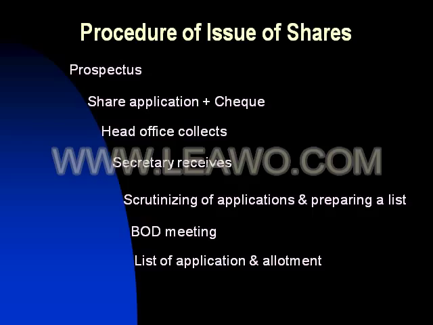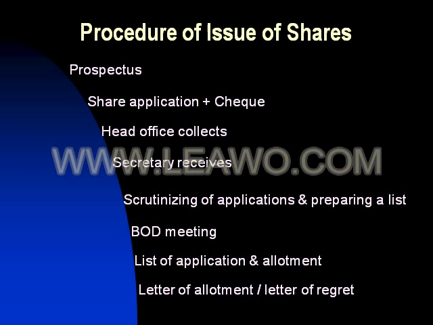On the basis of the decision taken by the board, the secretary prepares an application and allotment list showing in details the names, addresses of the shareholders, number of shares applied by them, number of shares allotted to them, amount of application money collected, amount of surplus application money carried to the allotment, and subsequent calls.